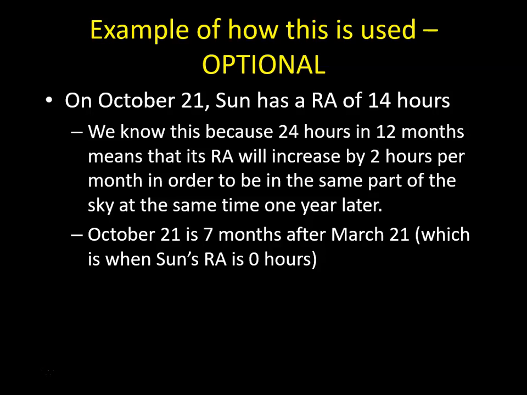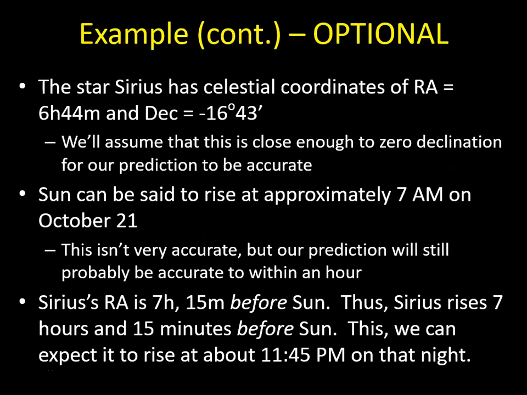So in terms of using right ascension, let's consider October 21st, when our sun has a right ascension of 14 hours, because you know that on the autumnal equinox, that's halfway through the 12-month cycle, so our sun is going to be halfway through the right ascension cycle. Well, it started at 0 on March 21st. Halfway through the 24 hours is 12 hours. So our sun's right ascension on September 21st is going to be 12 hours. And since it increases by 2 hours per month, that means that on October 21st, it's going to be 14 hours.